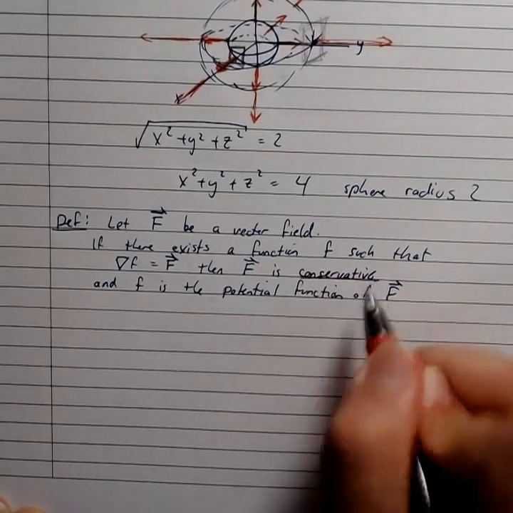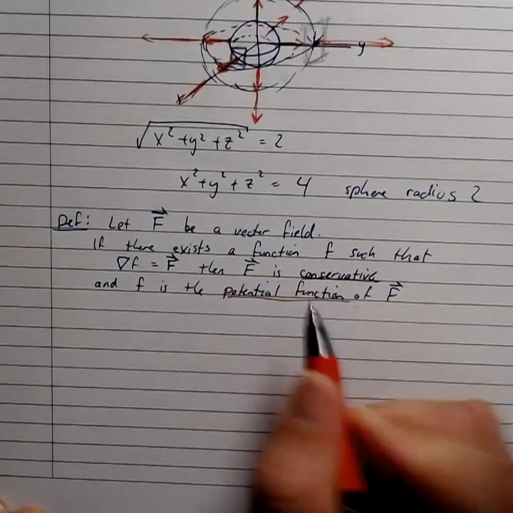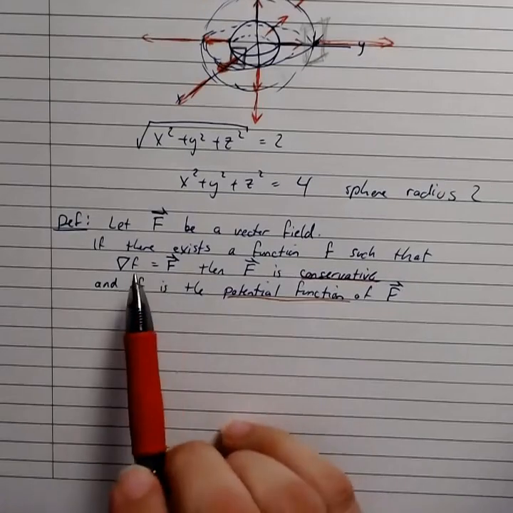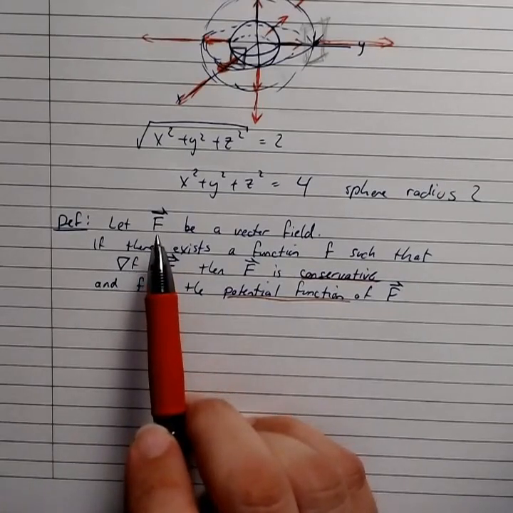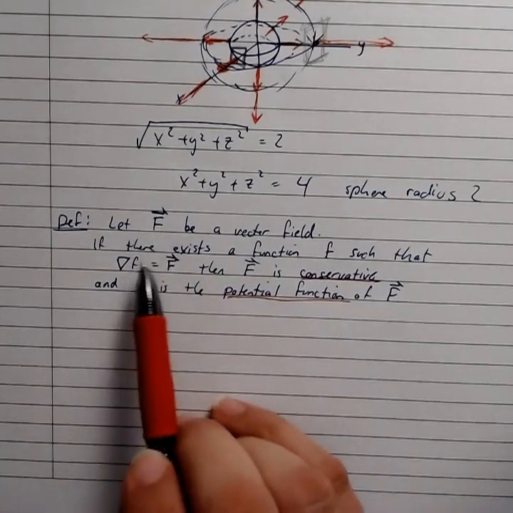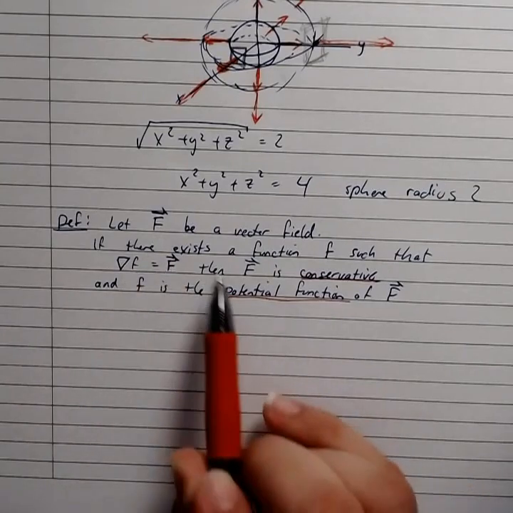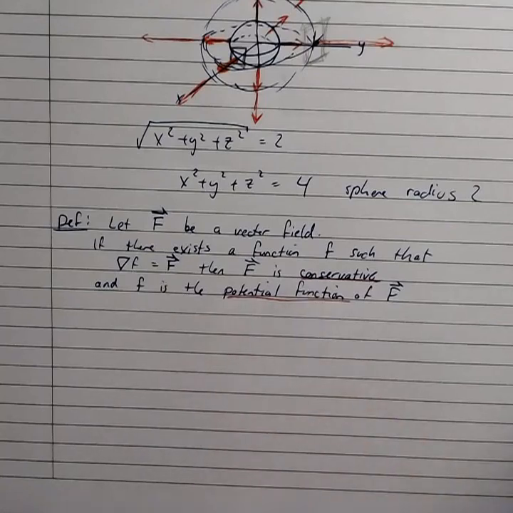So we're defining the word conservative, and we're defining the phrase potential function. If you have some function whose gradient gives you that vector field, that won't always happen, but if you do, that function is called the potential function, and the resulting vector field is called a conservative field. All right, well, clearly that's not always going to be the case.